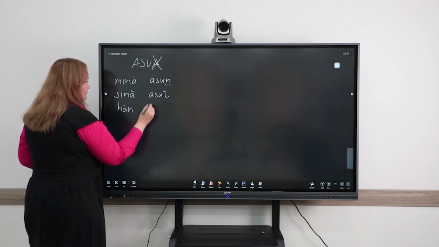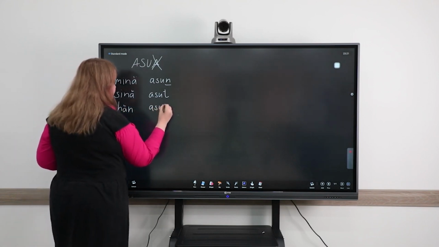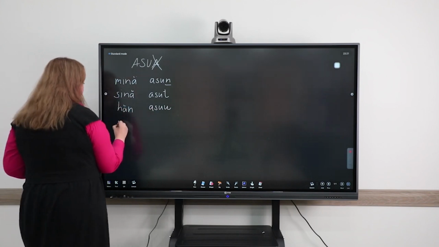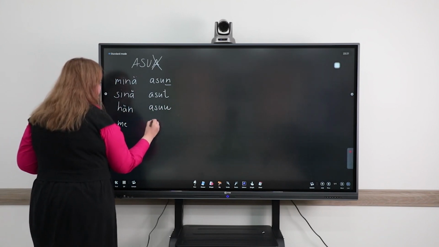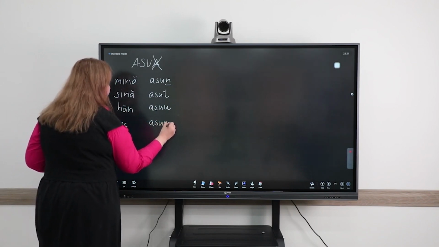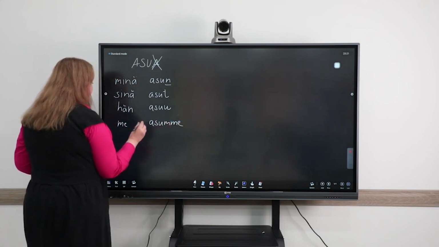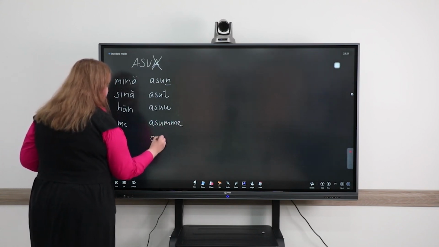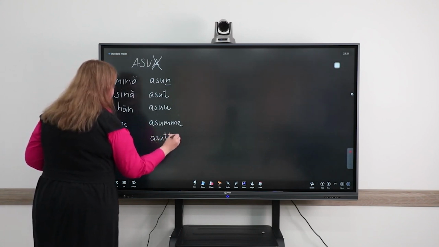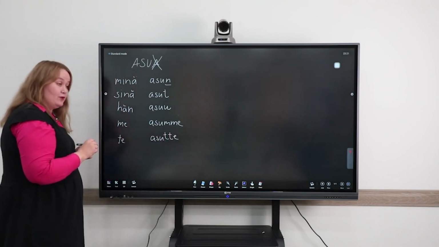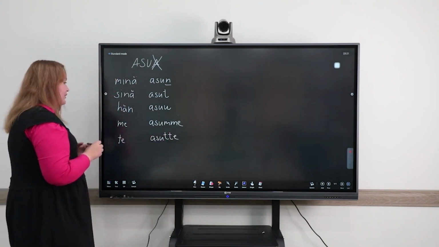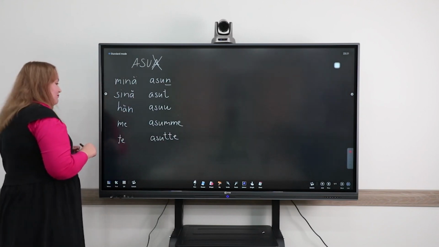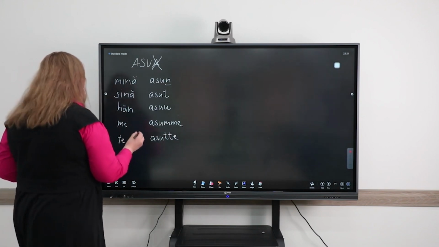Sinä asut, you live. Hän asuu, he or she lives. Me asumme, we live. Te asutte, you live, plural or polite form. Te, herra presidentti, asutte Mäntyniemessä. You, Mr. President, live in Mäntyniemi.